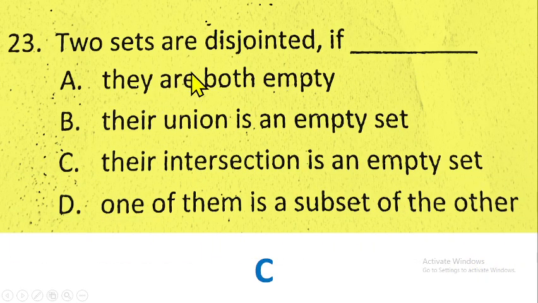Question number 23. Two sets are disjoint if dash. They are both empty. Their union is an empty set. Their intersection is an empty set. One of them is a subset of the other one. Disjoint means that they don't have anything in common. Those two sets have nothing in common. So that means their intersection is an empty set. So option C is the correct option for question number 23.